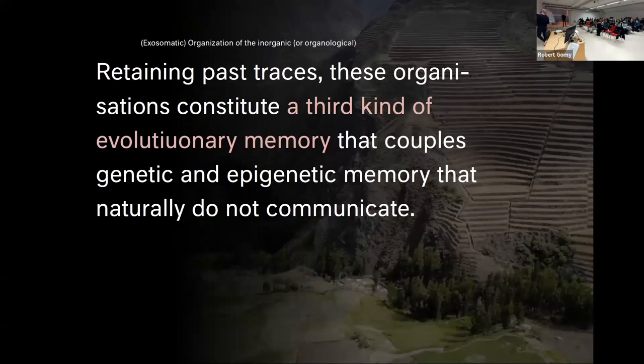And this is what he calls a third kind of evolutionary memory, epiphylogenetic memory, that he argues couples genetic memory that is encoded in our DNA and epigenetic memory, which is accumulated over a lifetime, but as soon as the life form dies, it's lost.